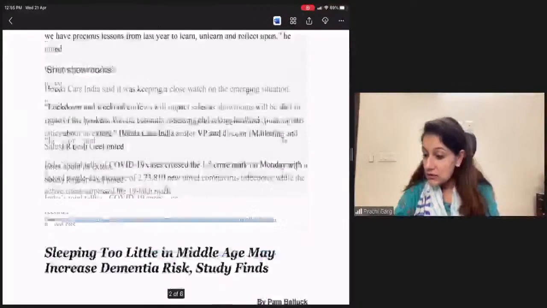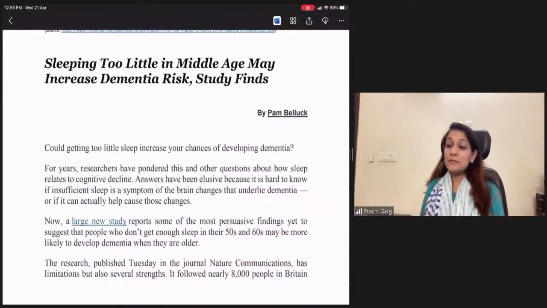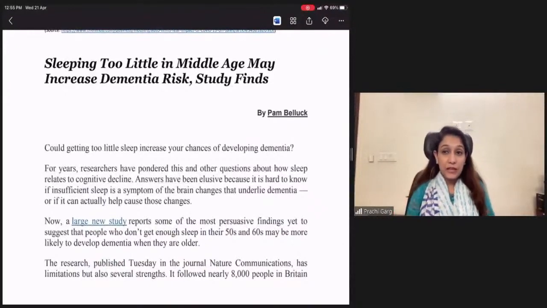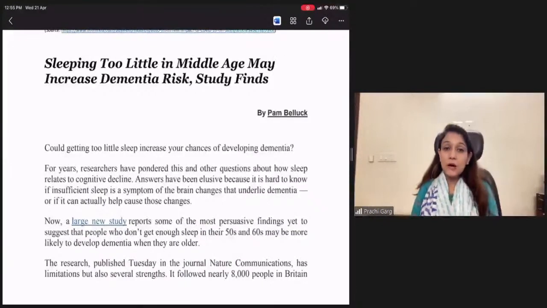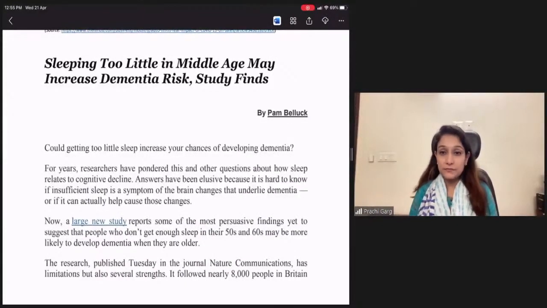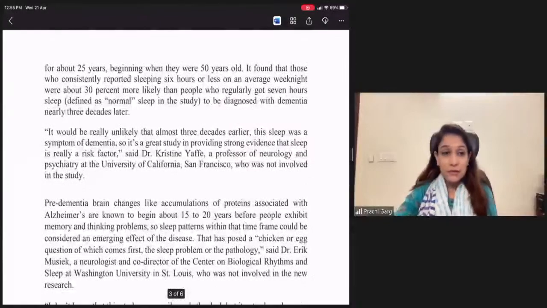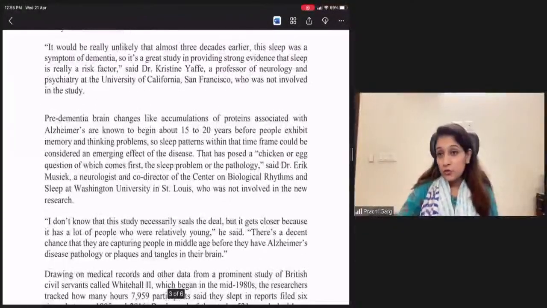There was another article that I had. This is like sleeping too little in middle age may increase dementia risk, study finds, right? Now, this whole article is about a health issue because of not sleeping. Am I clear? So it actually tells you about the study. It actually tells you about what problems people are facing. And it's a very huge article.